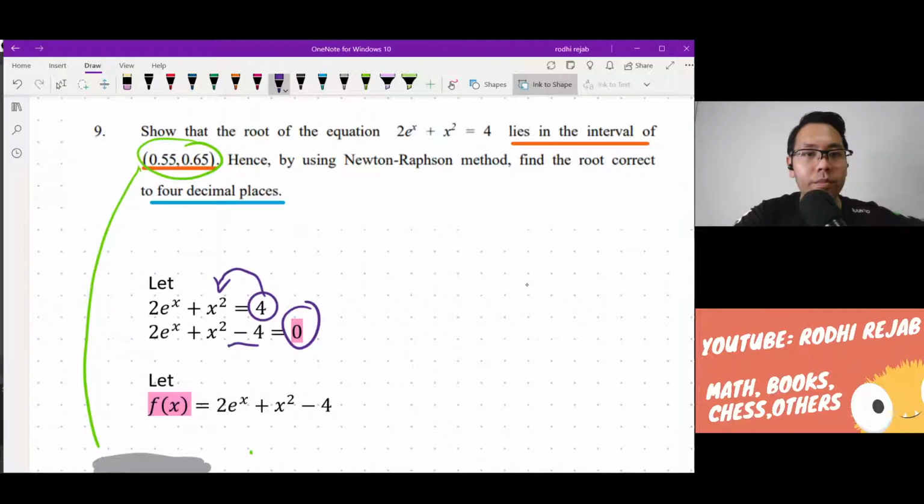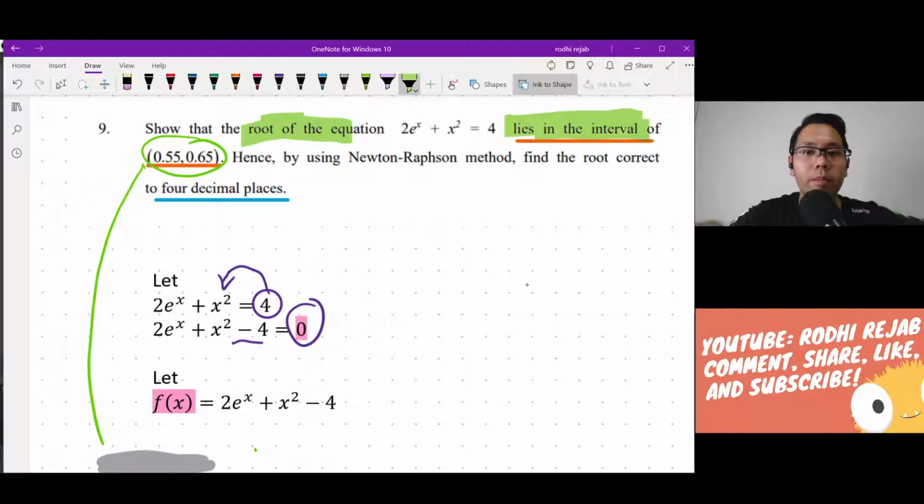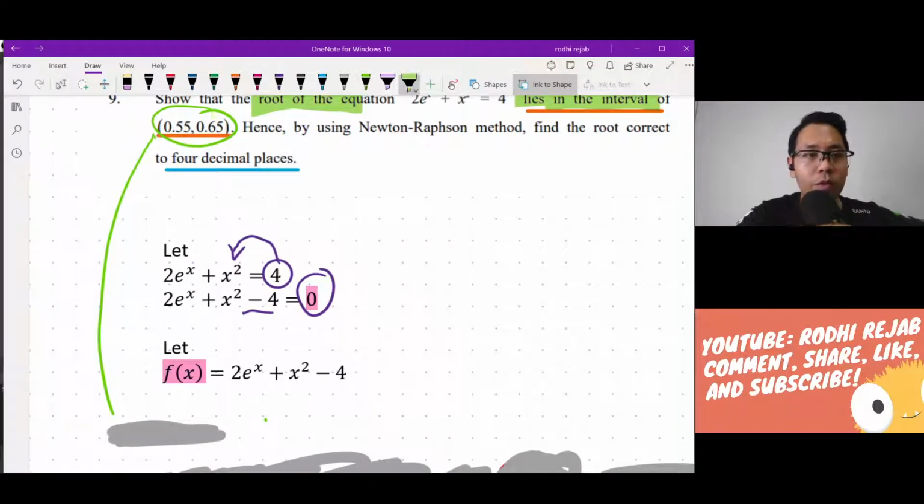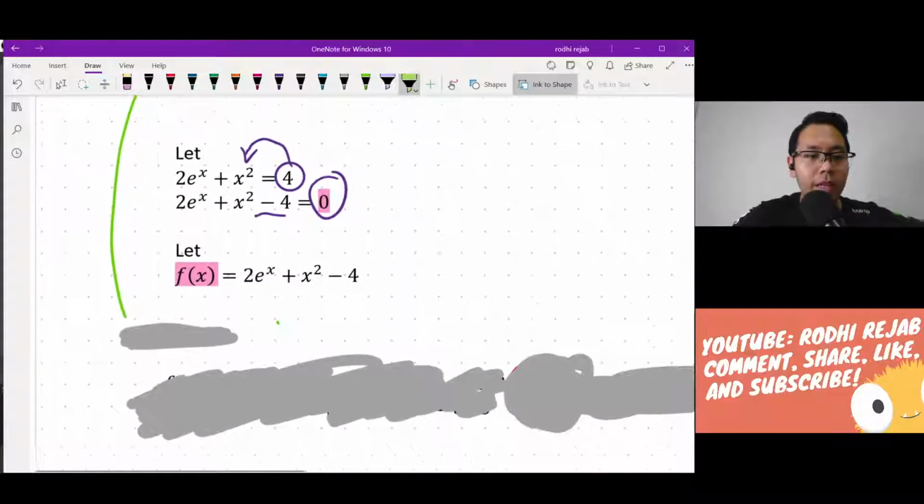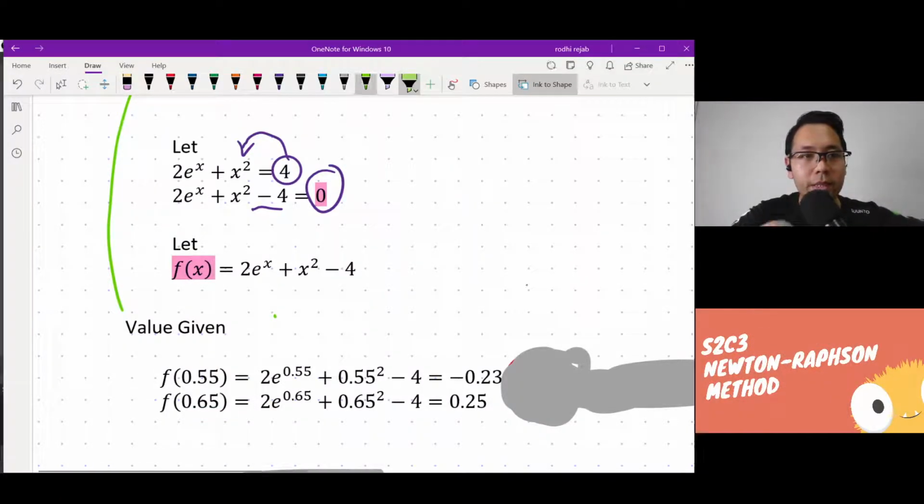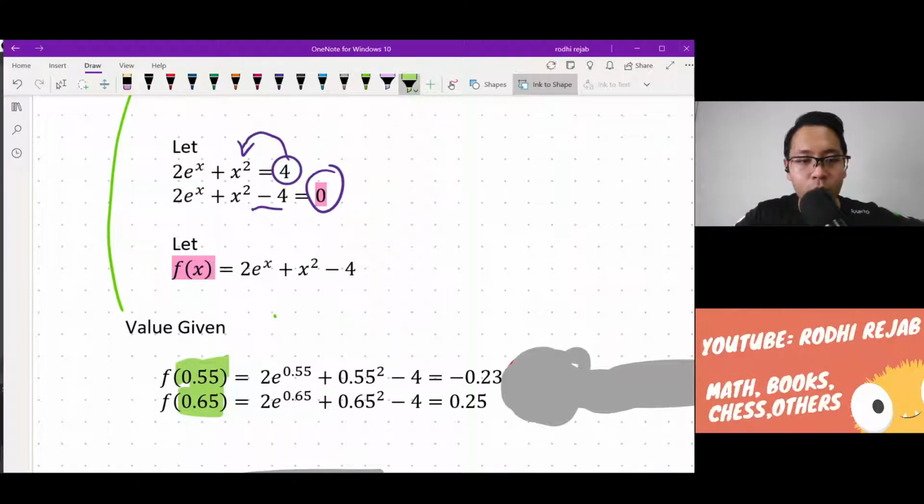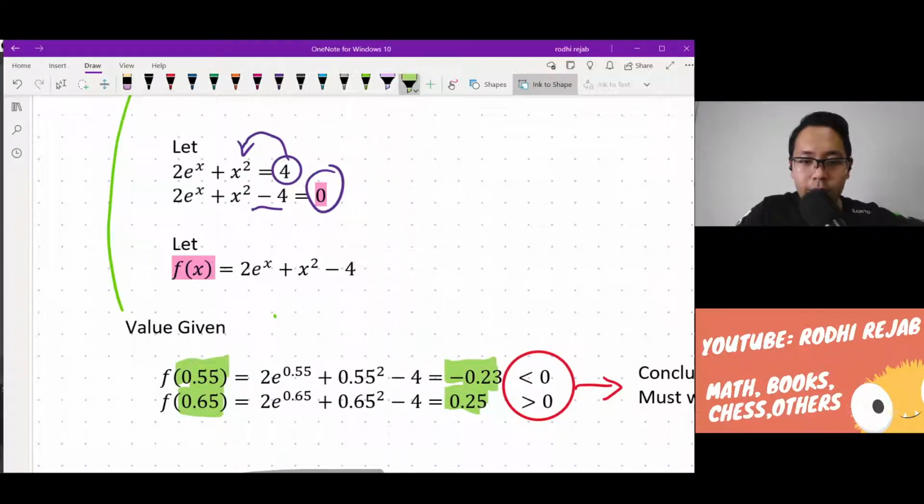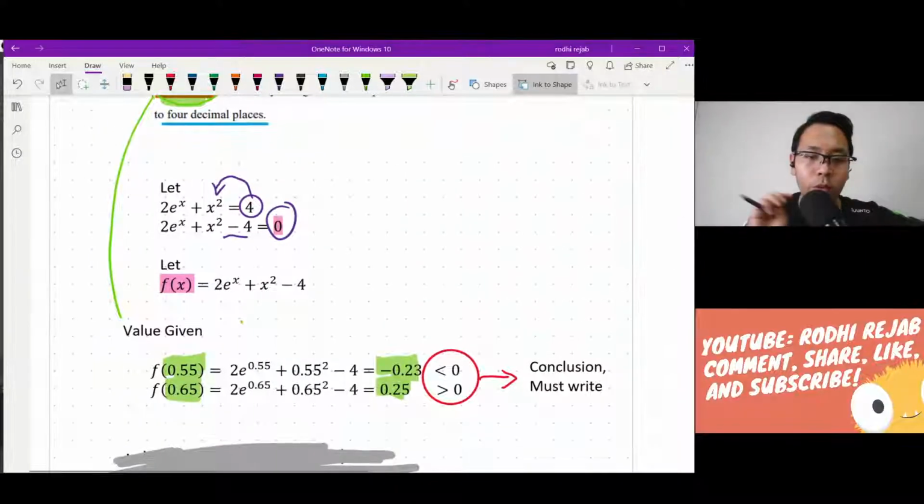Firstly, we want to show the root lies in the interval. By taking those values, 0.55 and 0.65, we substitute those two values into the equation, and you calculate it out. For the function f at 0.55, you get negative 0.23, and for the other one, f at 0.65, you get a positive value. You need to write down that one of those is less than 0 and the other is more than 0.